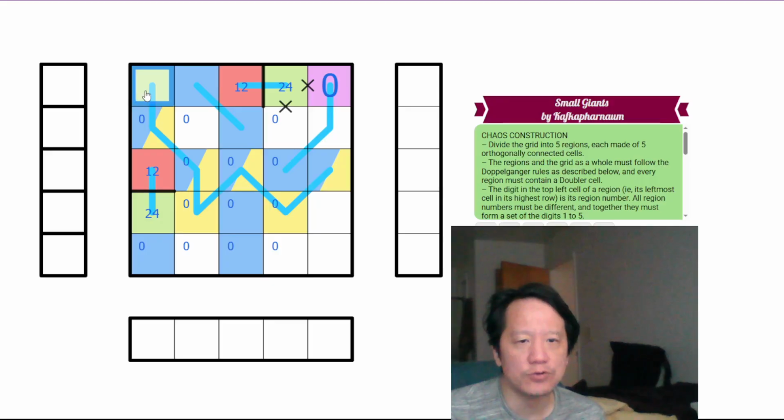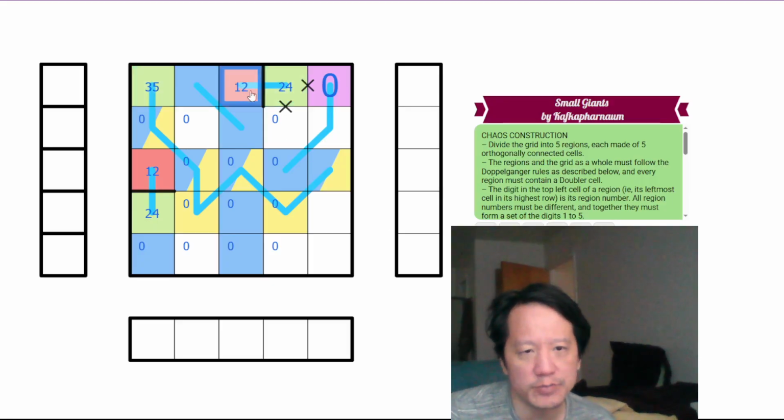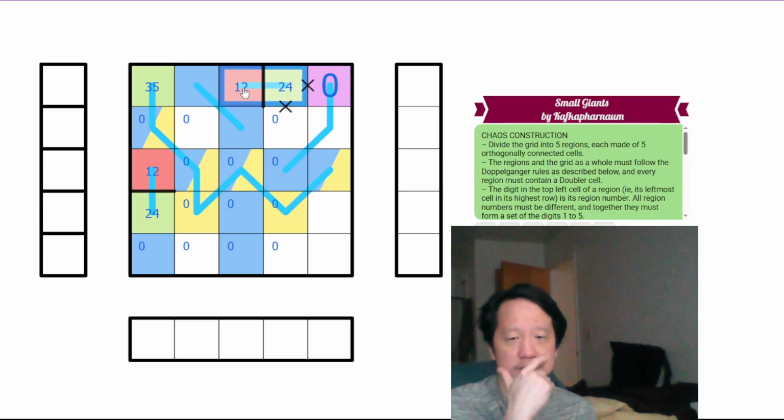This cannot be 2 or 4. It cannot be 1 or 2. This has to be 3 or 5 here. Because we know this is going to be one pair of 1 and 2, or 2 and 4. This has to be the other pair, because we can't have repeats within the region numbers and the doublers.